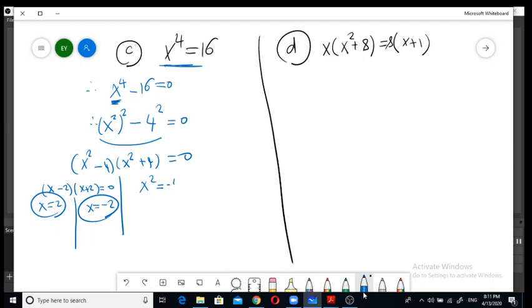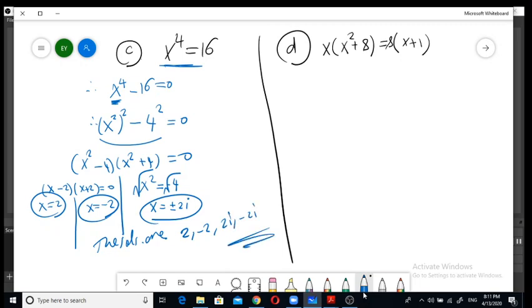x squared is equal to negative 4, by taking the square root of each side. So it will be x is equal to the square root of 4, which is 2, times the square root of negative 1, which is i. So plus or minus 2i. So the solutions are 2, negative 2, 2i, and negative 2i.